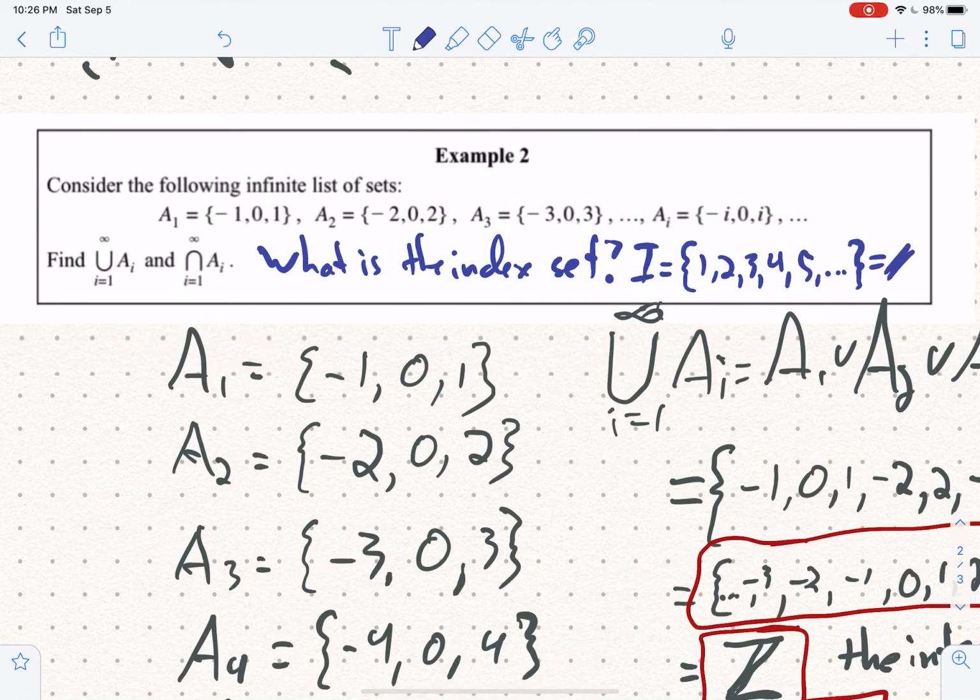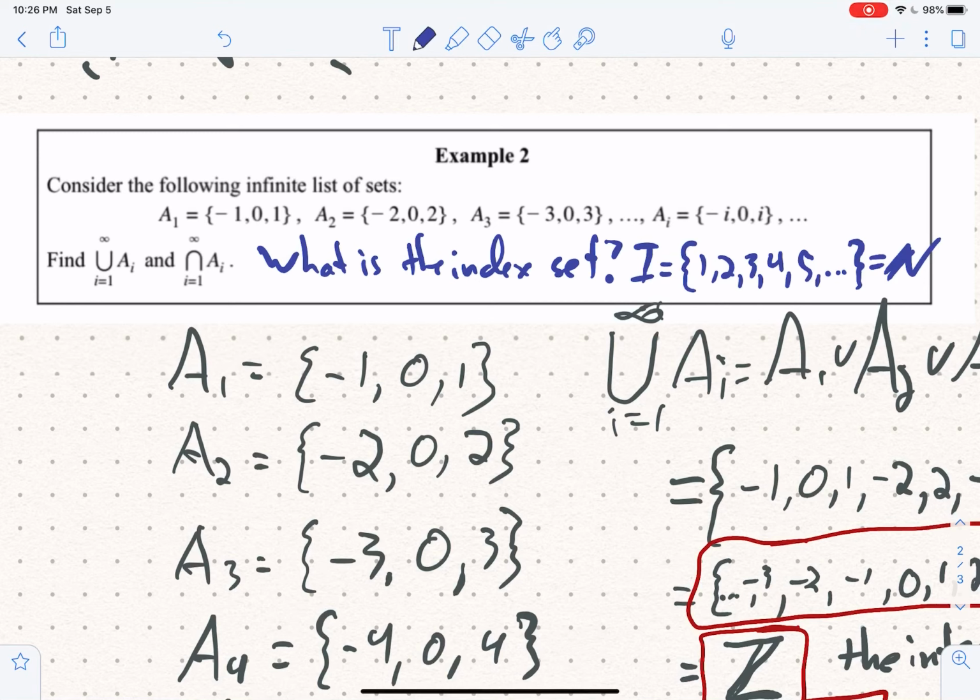The natural numbers are the numbers that go 1, 2, 3, 4, 5, ... So if I were to ask you in this problem, what is the index set? The index set in this case is the natural numbers, N. Okay, that is it for this example.